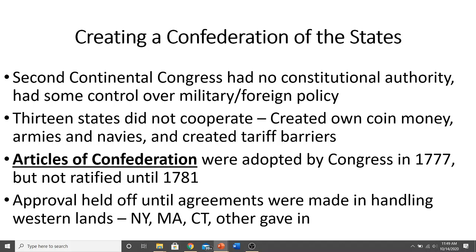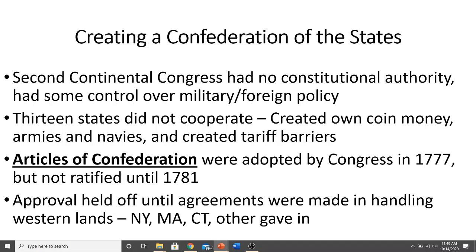So some of the things they clashed on were their own coin money. If you lived in Pennsylvania and tried to go to New York and spend some Pennsylvania currency, they would not accept it. And same thing from New York to New Jersey and other states. So they refused to collaborate as far as working with each other's currencies. They also wouldn't support each other with their individual armies and navies. Then finally, they even created tariff barriers.